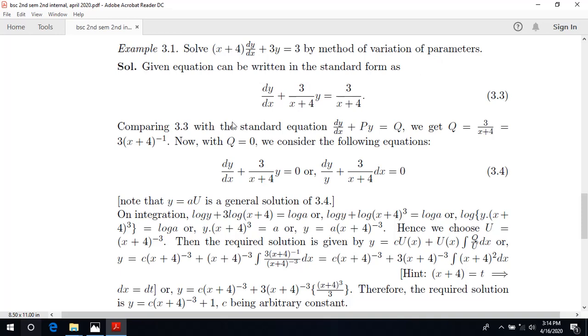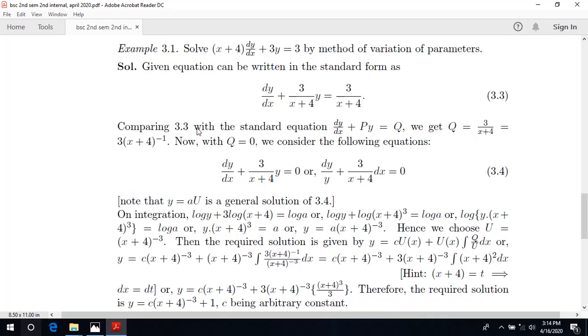Just follow the working rule. In the first step, arrange this into standard form. This is in standard form now because the coefficient of the derivative is 1. This is done by just dividing the whole equation by x plus 4. Comparing this equation with the general standard form, you get q equal to 3 by x plus 4.